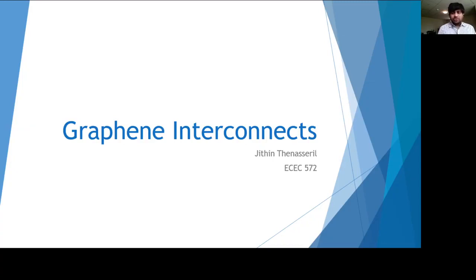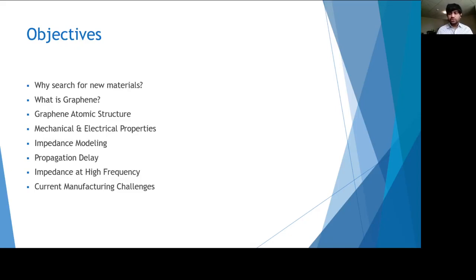Hello everyone. For my literature review, I chose graphene interconnects. So I'll be going over why we're searching for new materials for interconnects, what graphene is, its atomic structure, mechanical and electrical properties, the structure provides that allows it to have higher performance than copper, one of the potential impedance models for theoretical modeling of graphene, propagation delays based on the model, and impedance of graphene at high frequencies, just because conductors behave a little differently with high frequency AC current compared to DC, and it's even more different with graphene. And then finally, I'll go over large scale manufacturing challenges that we're currently facing with graphene.